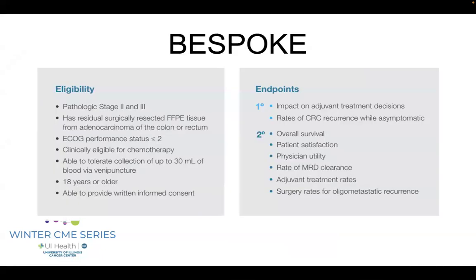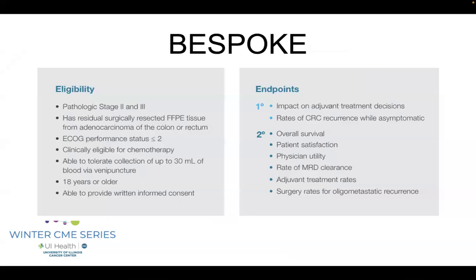So first, let's talk about BESPOKE. So the BESPOKE trial, to be eligible, you needed to be a stage 2 or 3 patient. You needed to have residual surgically resected FFPE tissue from an adenocarcinoma of the colon or rectum. You needed to have a good performance status. You needed to be clinically eligible to receive chemo. And you needed to be at least 18 years old, so an adult, and you needed to be able to provide consent.